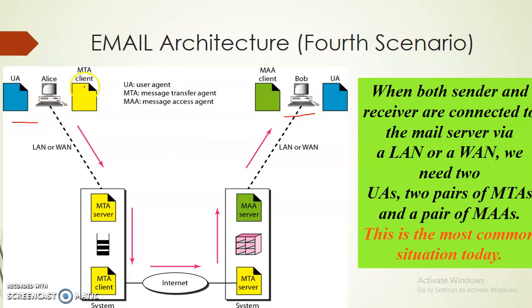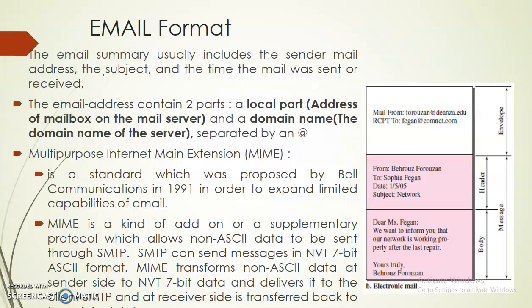So what we require is two pairs of MTA client and server. These are the two pairs, one from the sender machine to the mail server, the second from the sender's mail server to the receiver's mail server, right? And after that, the MAA server and MAA client, message access agents. For this we will use another protocol. SMTP is basically an MTA, a message transfer agent.